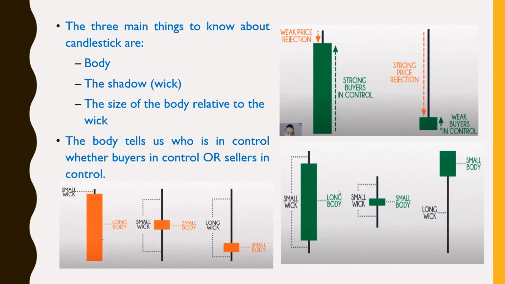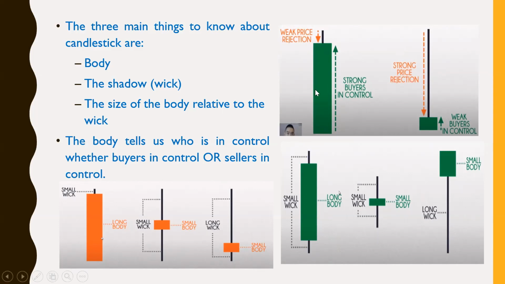The body means you can see this is the body, where the open and close price. That is the body. And we'll have the shadow. Shadow means the small wick above the closing price or below the opening price, meaning the low price. So that is the shadow.